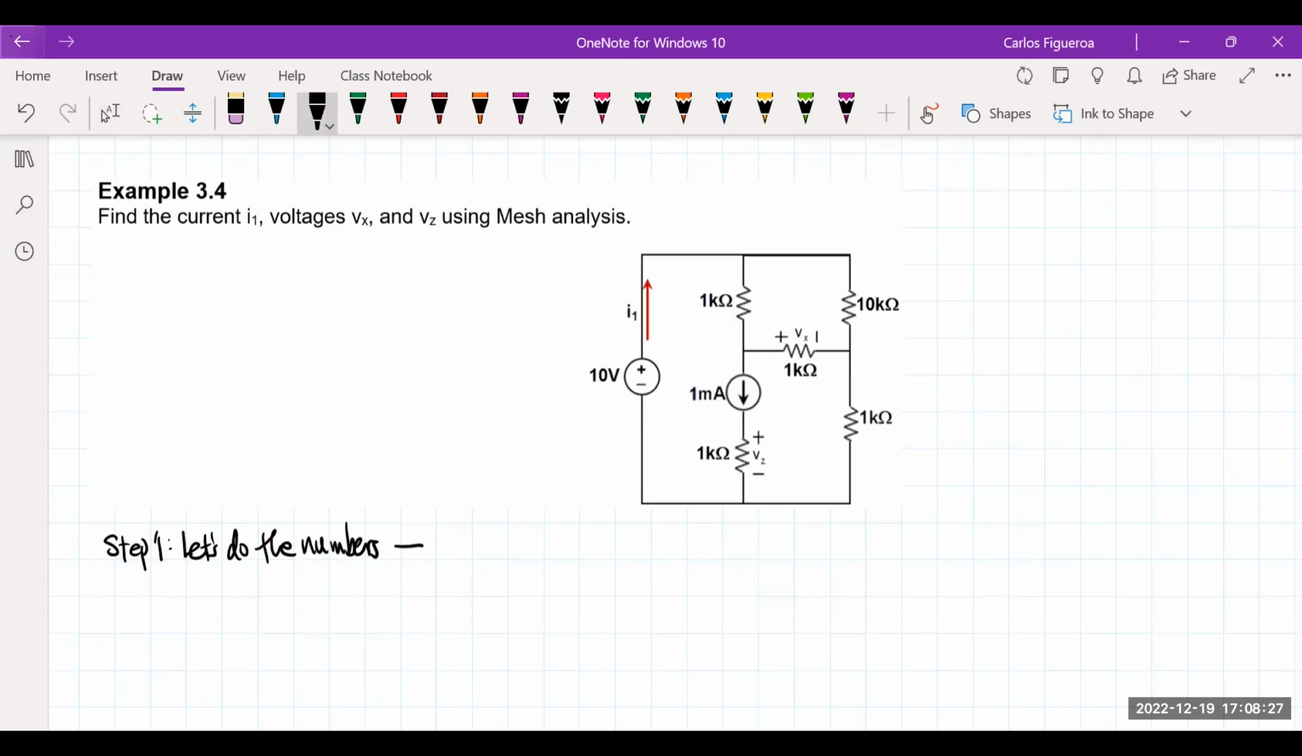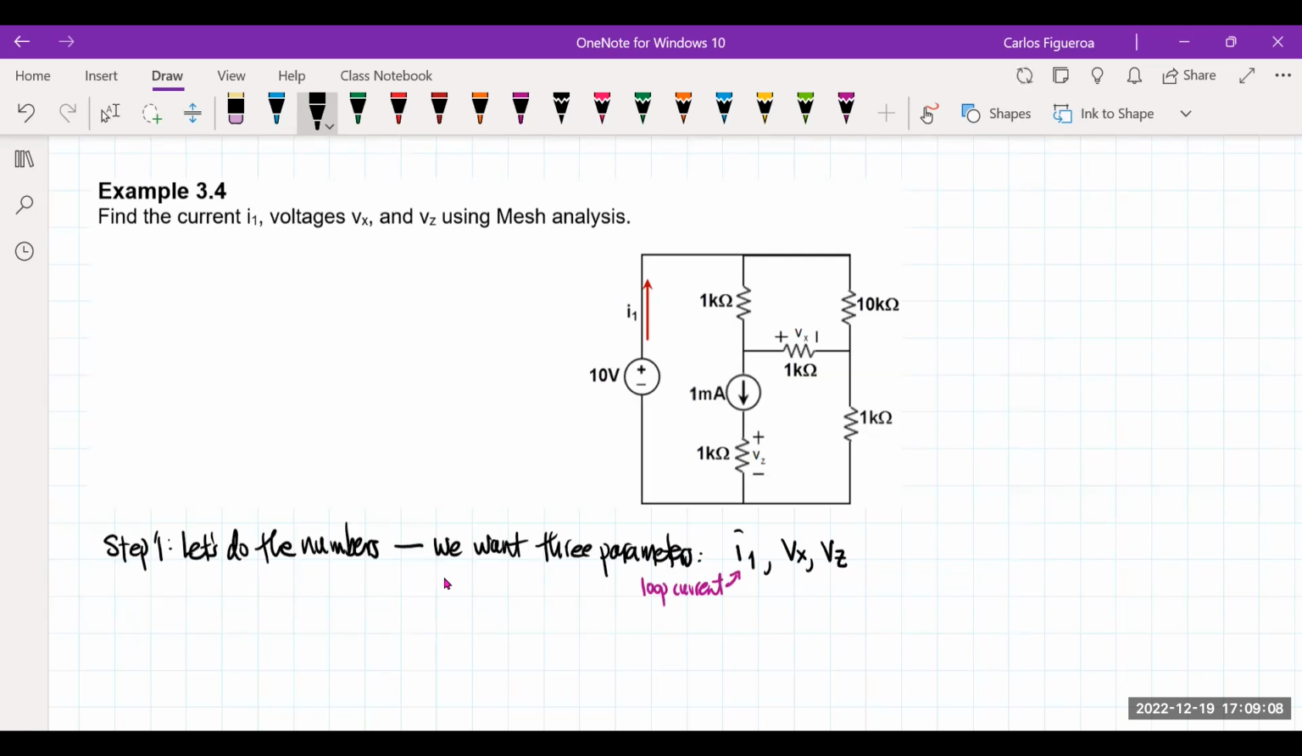So in this situation, we have to calculate the loop currents. And from these loop currents, we want 3 parameters. I1, we can see right away that this guy is a loop current. So as soon as I get that loop current, I know what that is. And then I have 2 voltages, Vx and Vz.